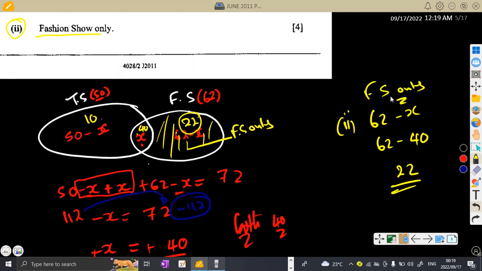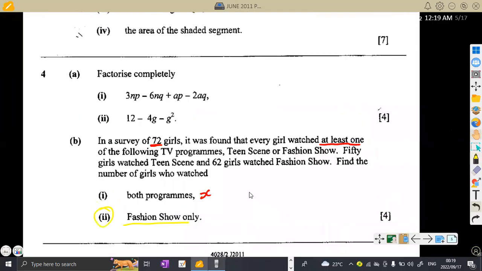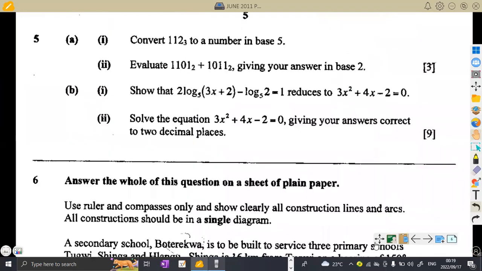They are not watching Teen Scene or any other program. It's just fashion show only. So that is how you simply find this. You remove those who are watching both, because we said there are those who are watching both programs. So from the ones who are watching both programs, which is these ones that we've determined, which is x, you remove those, then you can remain with fashion show only. So that was the idea of the question.